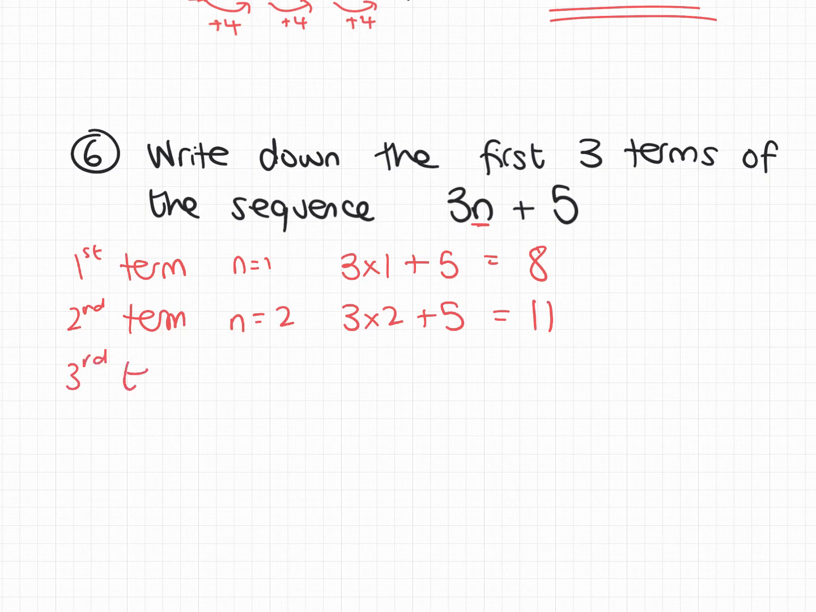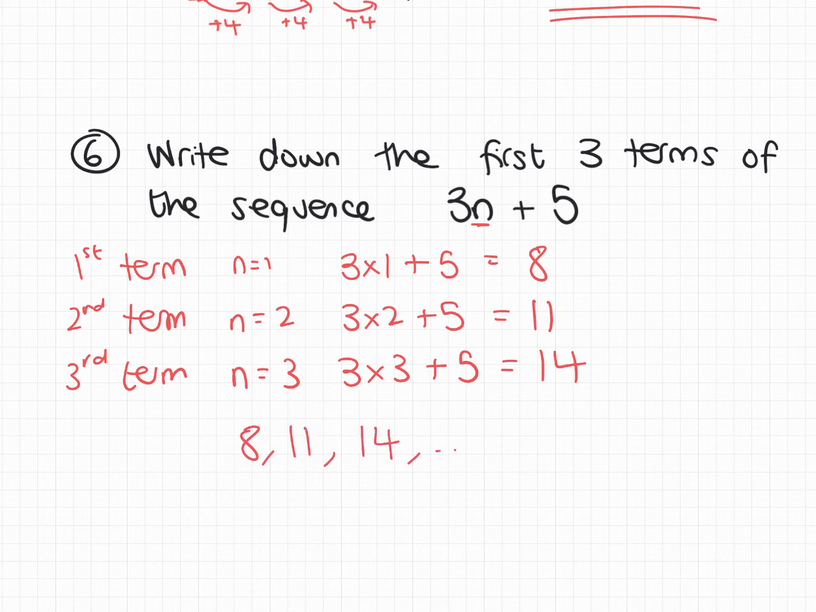And the third term is going to be when n equals 3. 3 times 3 plus 5. 3 times 3 is 9 plus 5 is 14. So the first 3 terms are 8, 11, 14 of that sequence.